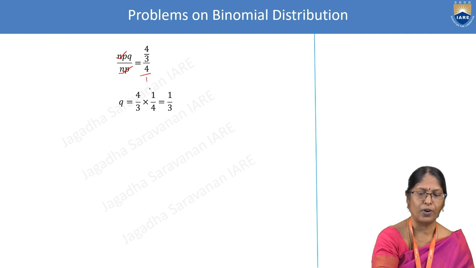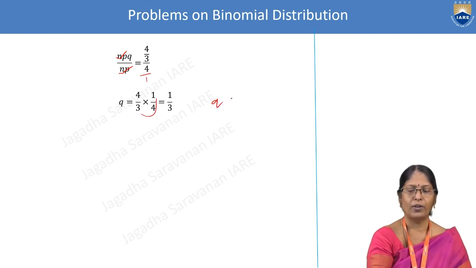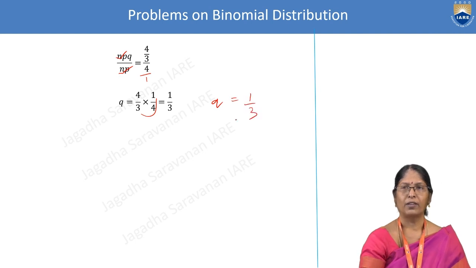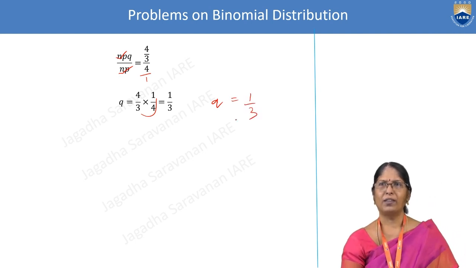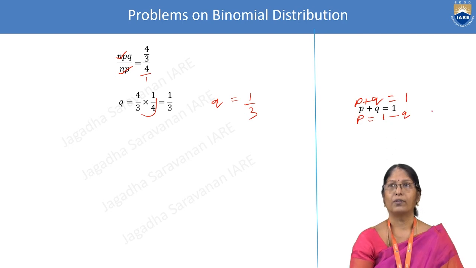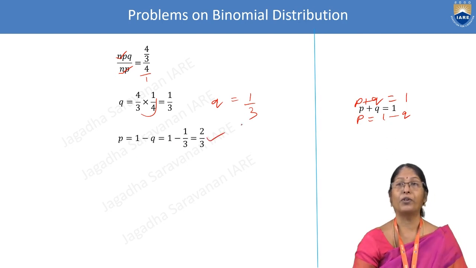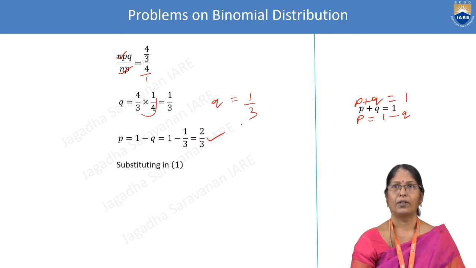This is 4 by 1, so the upside down it becomes 1 by 4. Q equal to 1 by 3. Yes, Q we got. Then P we will easily get, because we know P plus Q equal to 1. So P equal to 1 minus Q, and we got 2 by 3.